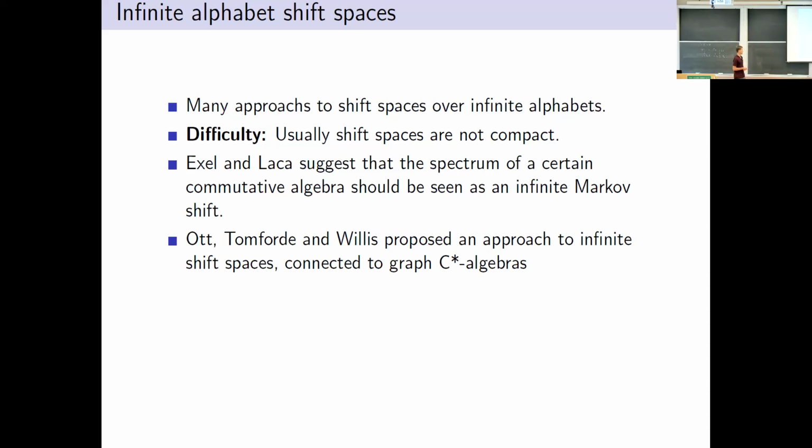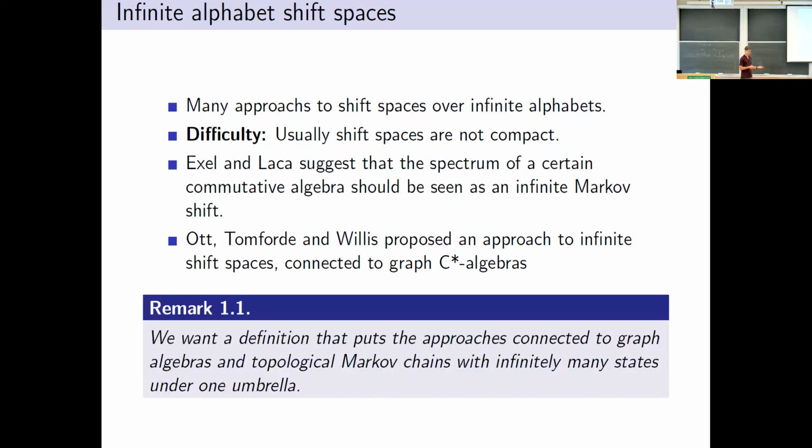And there they connected to graph C*-algebras, in the sense that at the end of their paper they showed that if you have two graphs and you look at the infinite paths on those graphs, if these shifts are conjugate, then the graph C*-algebras are isomorphic. So that's what we had. And then we wanted to look at something that would put all these definitions under one umbrella and do the work, just for Ott-Tomforde-Willis subshifts, which are general, and also for ultragraphs or for graphs and so on.